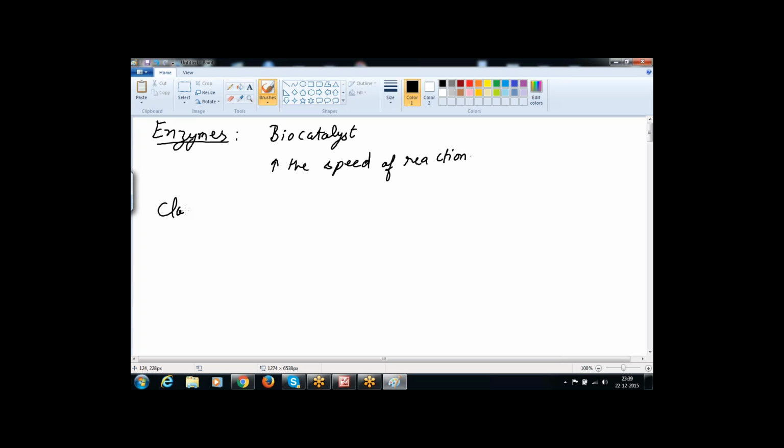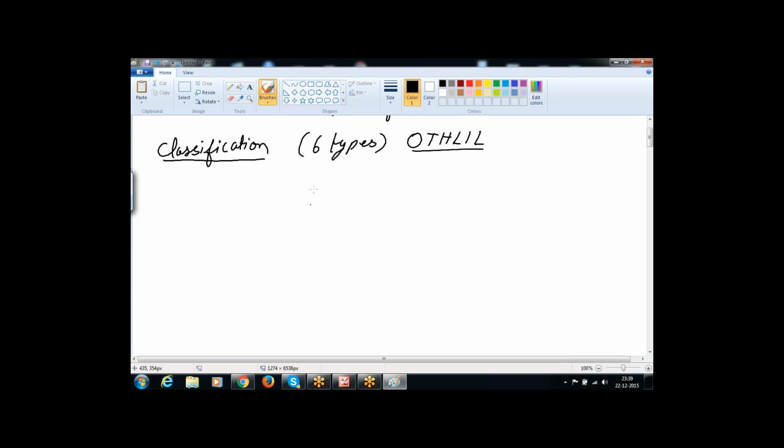Next is the classification of enzymes. There are 6 categories. They ask you on this, they ask you which of these is not an enzyme class. There are 6 classes or 6 categories for enzymes. For that, you can remember a mnemonic, OATH-LIL, that will help you reach the names. O stands for oxidoreductases.